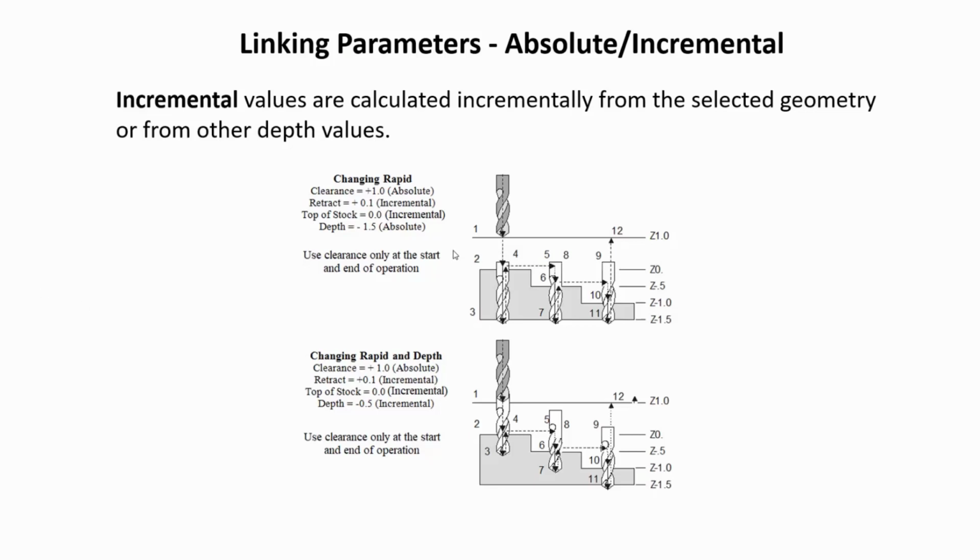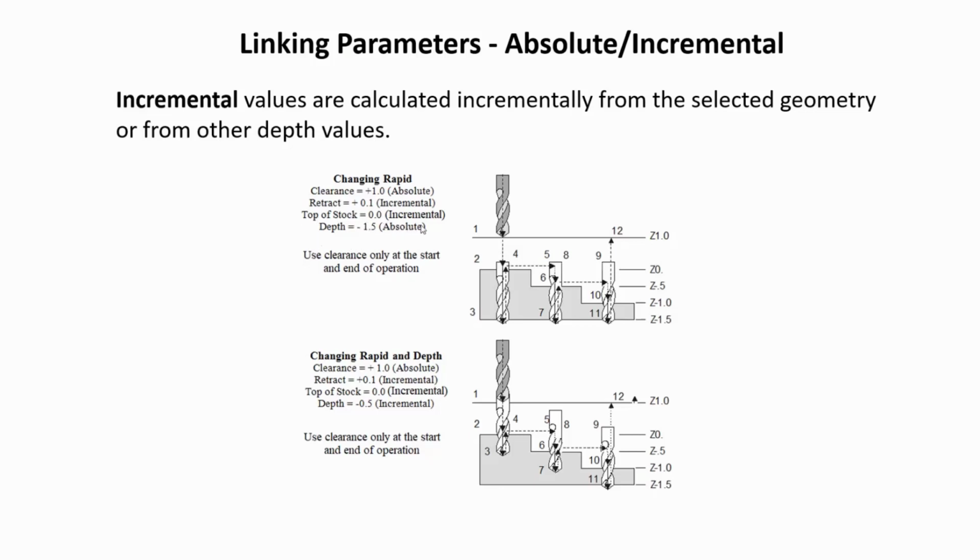In the first case, we have clearance set to absolute and 1 inch. Retract is set to 100 thou and incremental. Top of the stock is set to 0 and incremental. And the final depth is set to minus 1.5 and absolute.